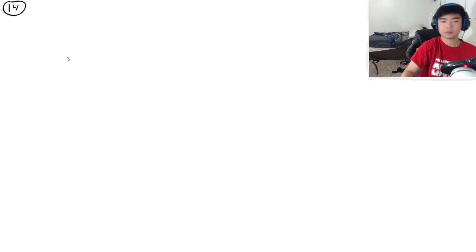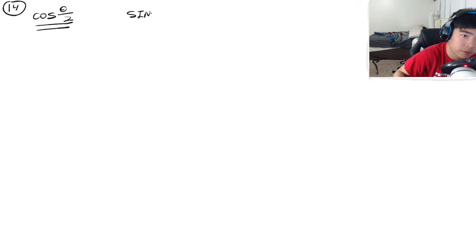Alright, 14. 2 more. 14. This would be, find, I'm trying to read it, cosine. You have to solve for this. And what you know is sine of theta is negative 5/13. And what you also know is 3 pi over 2 is less than theta, which is less than 2 pi.